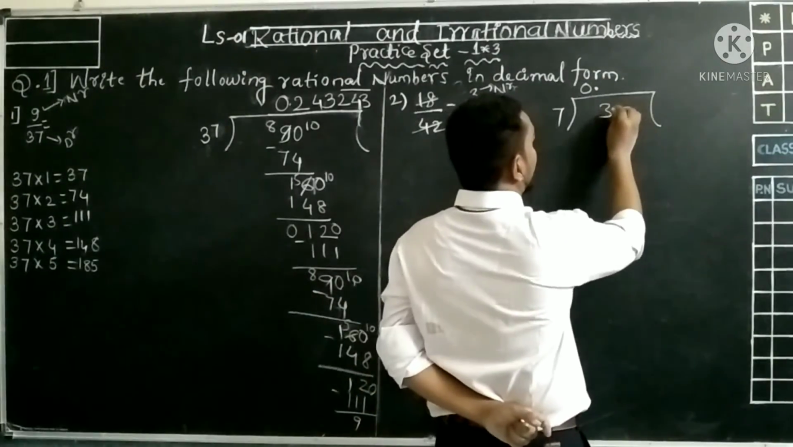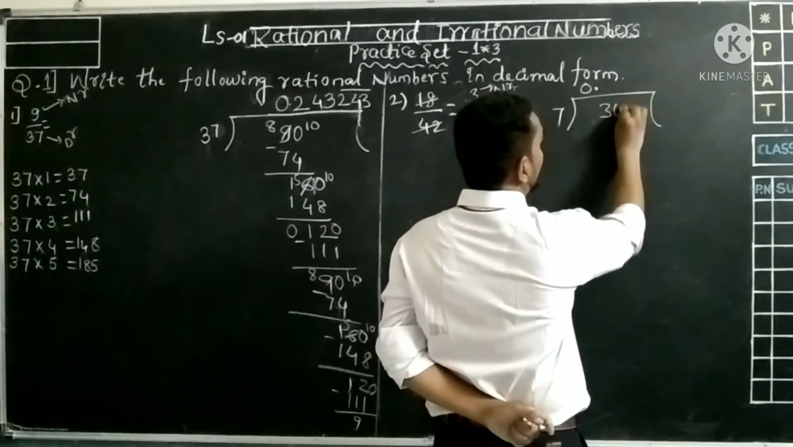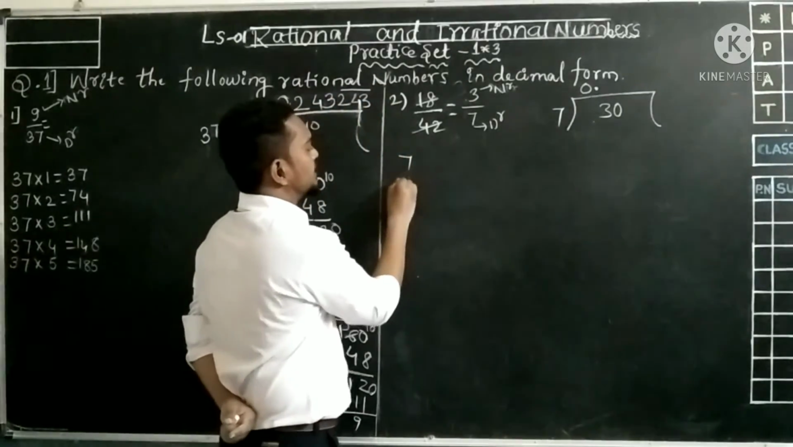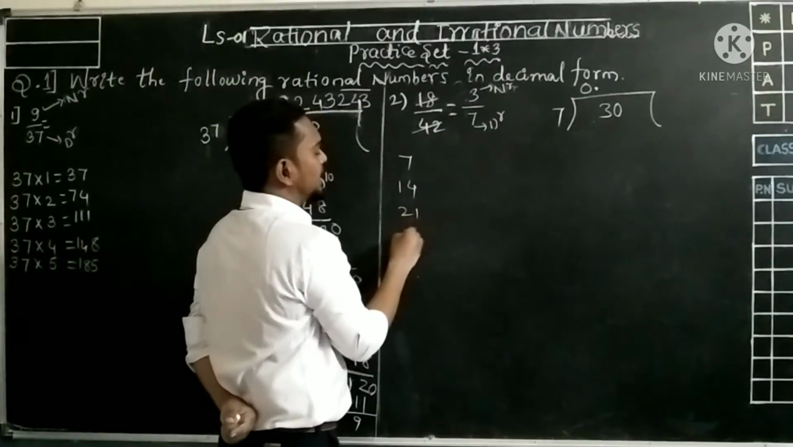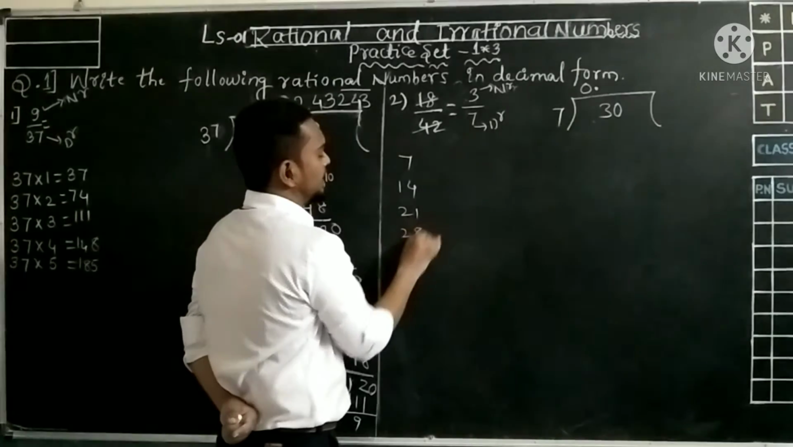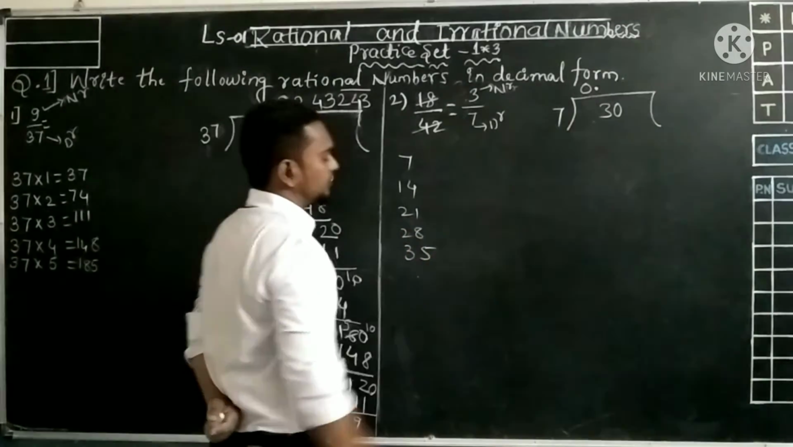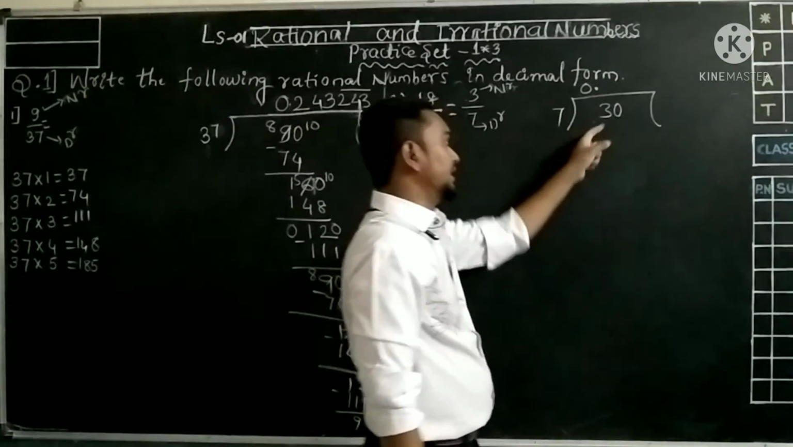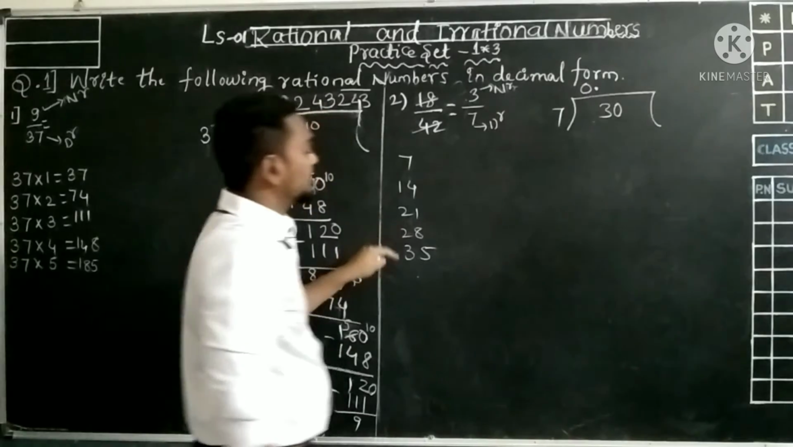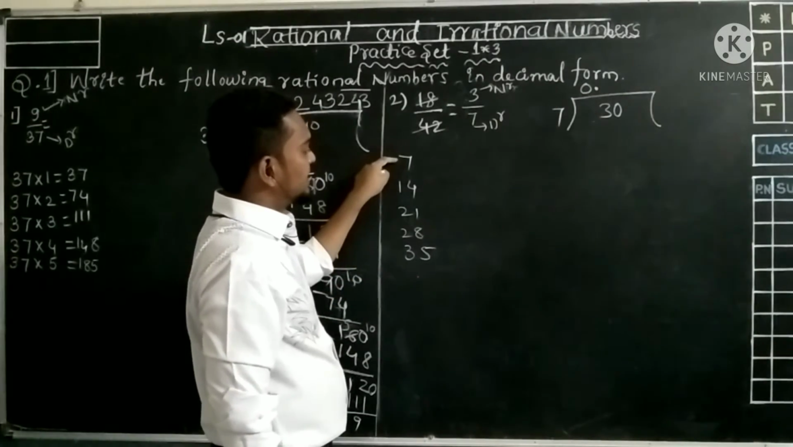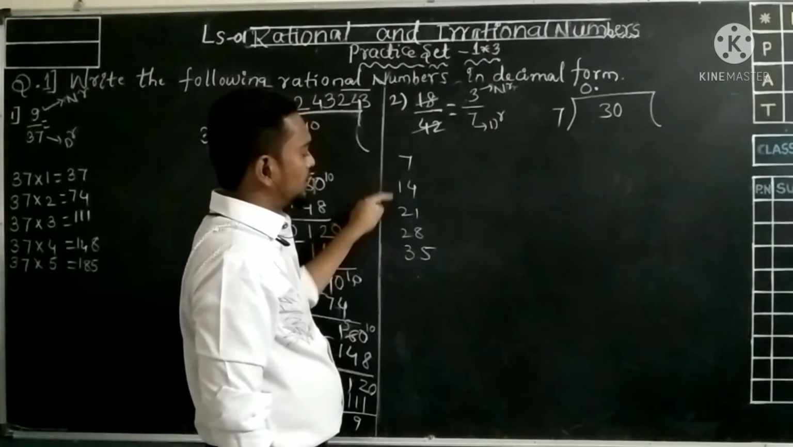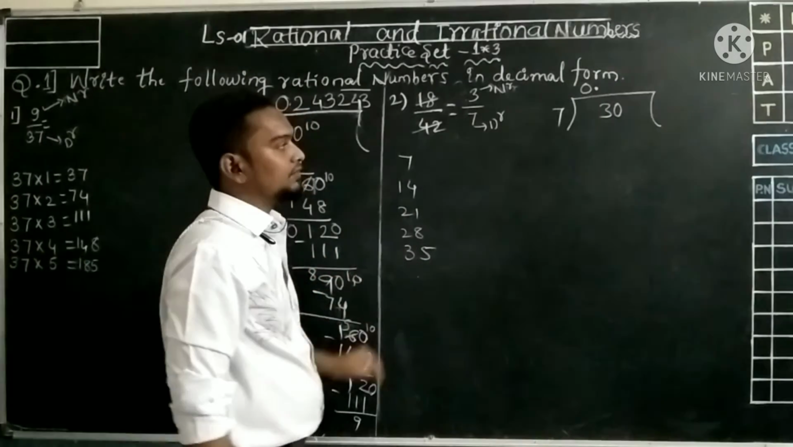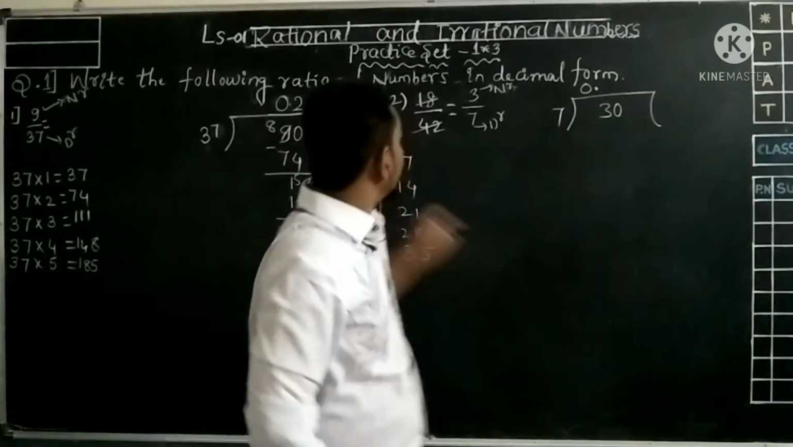Now again, after this 3, we will put 0. Therefore, 7 1s are 7, 7 2s are 14, 7 3s are 21, 7 4s are 28, 7 5s are 35. First of all, we will see 30 in the 7 table. 30 is not in the 7 table.